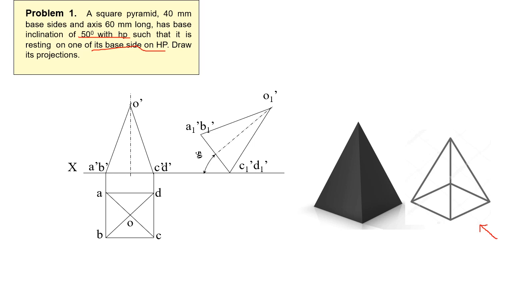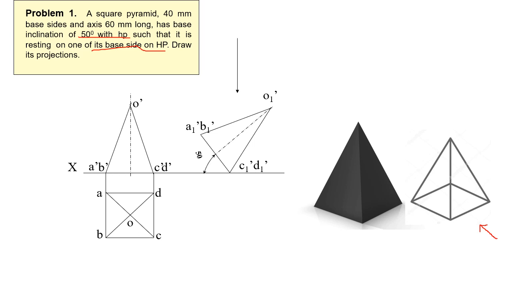Therefore, the top view is this one. Now, in the second case, it is resting on one of its base sides, so the top view will change. So how to judge the top view? For judging the top view, first we have to locate the position of the observer. So this is the position of the observer.